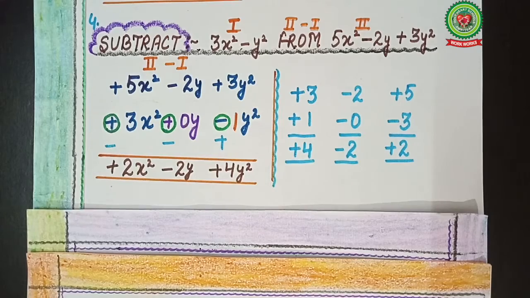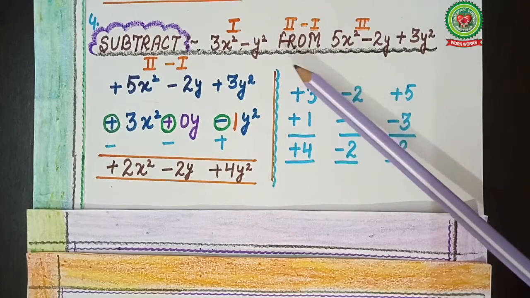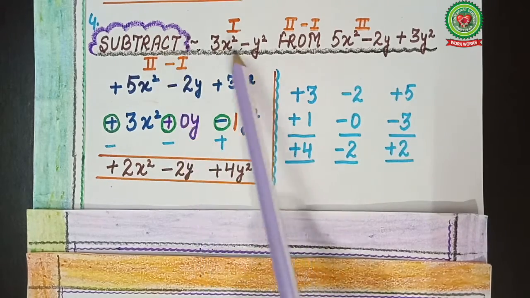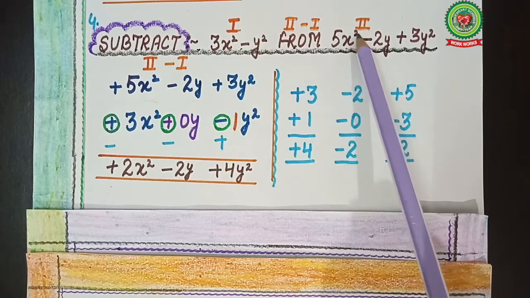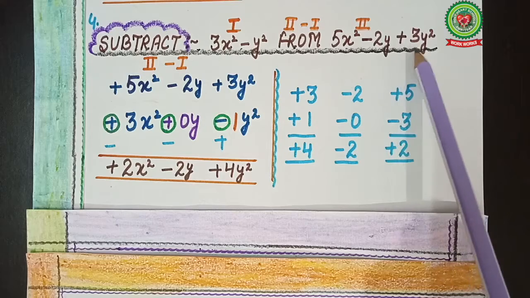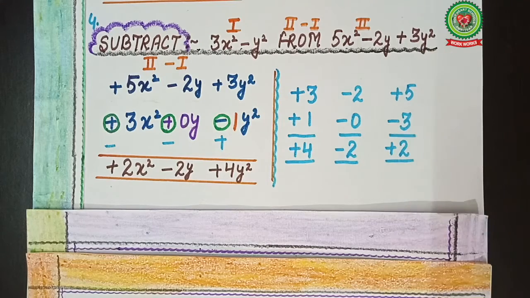Now here is example number 4. First of all, we will read the statement. Subtract 3x square minus y square from 5x square minus 2y plus 3y square. Now something is strange here, right students?